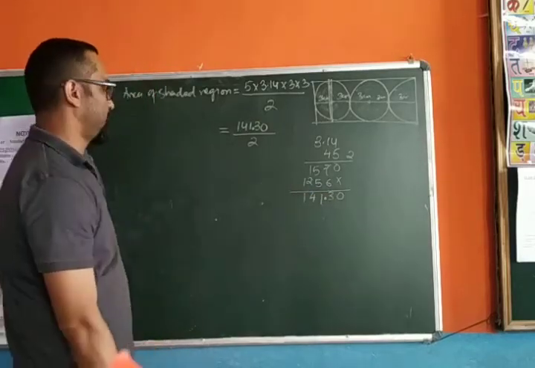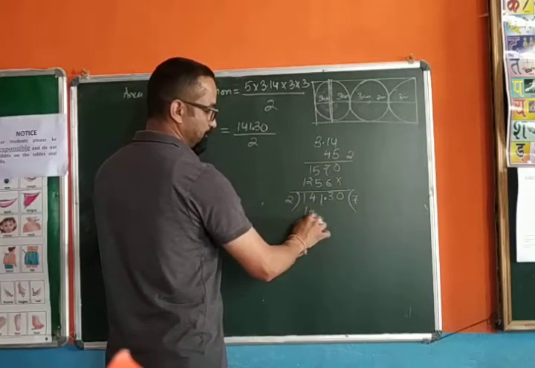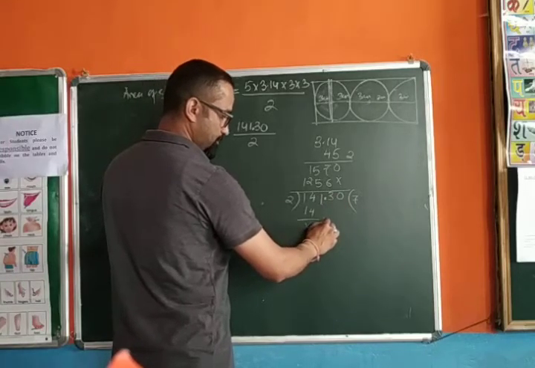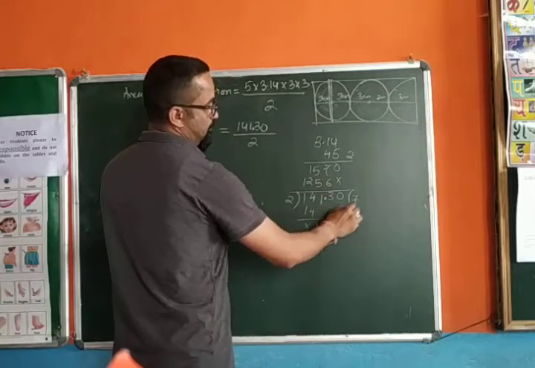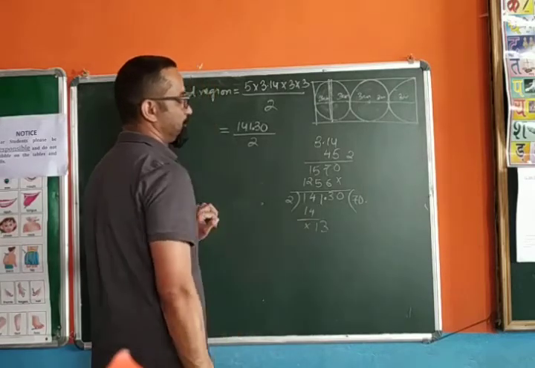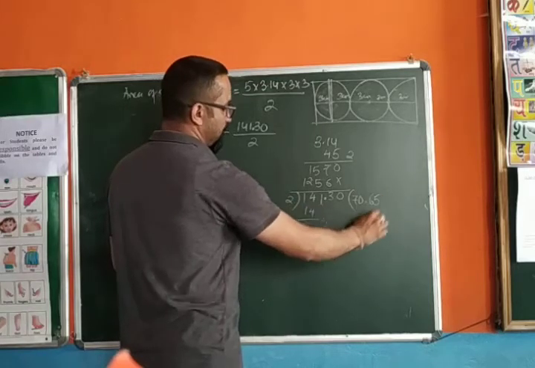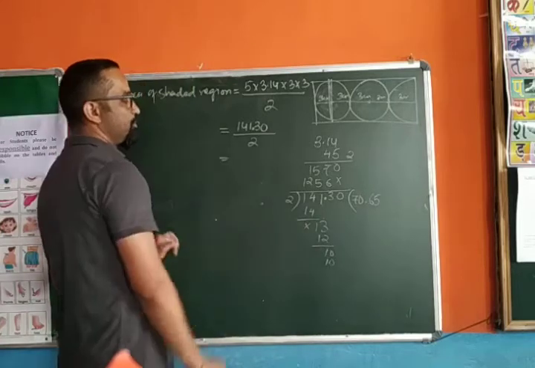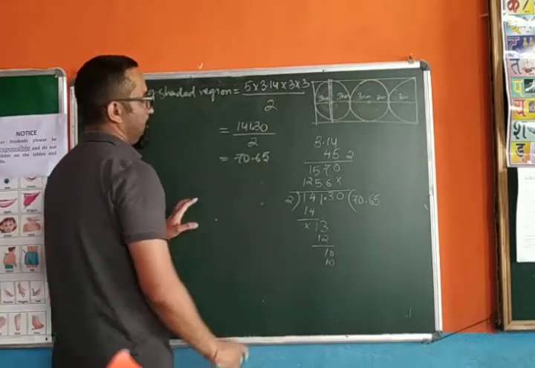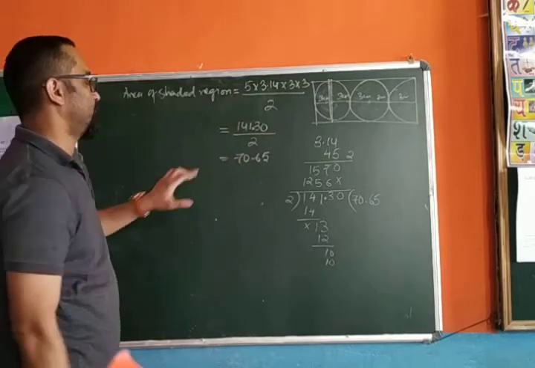Now you cancel it by 2. Divide here only. 2 7 times 14. 1 comes, 1 is not divisible. You put 0. Then 3 comes, decimal. 6 times 12, 1 0. 5 times 10. So it is equal to 70.65 centimeter squared.